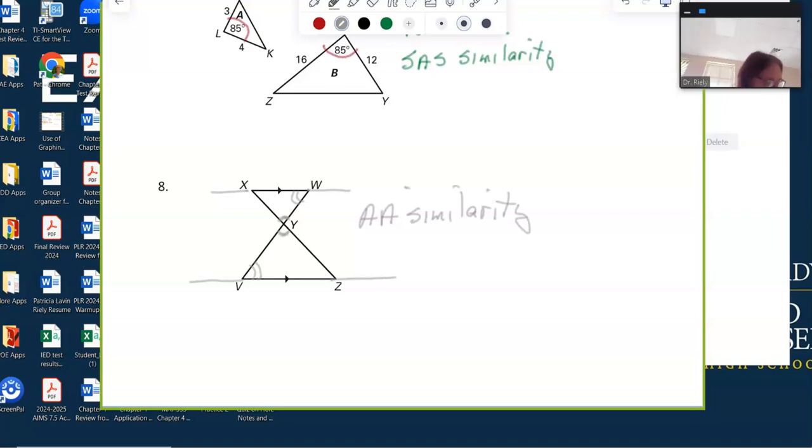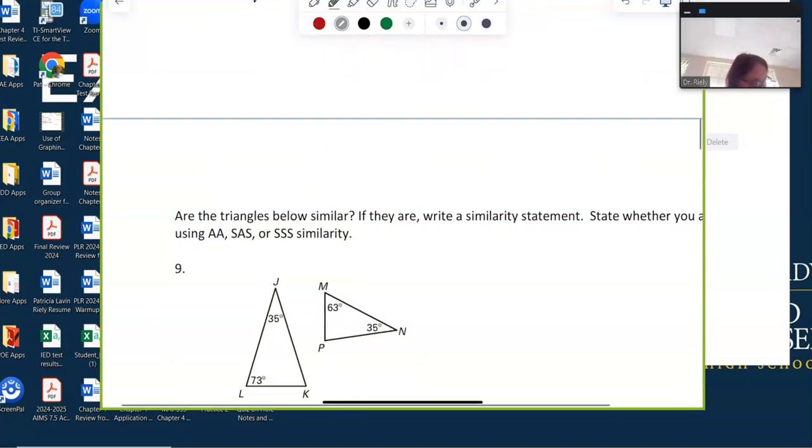Write your similarity statement based on the angles. So I'm going to go from the W to the Y and then around to the X. I'm going to follow the same pattern. Go from the V to the Y and around to the Z. And that is my similarity statement.